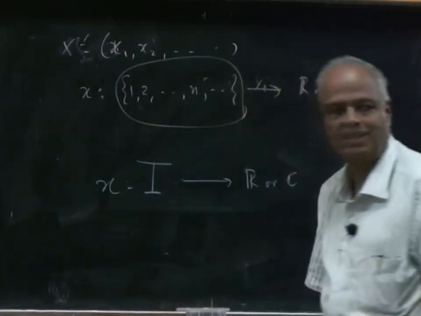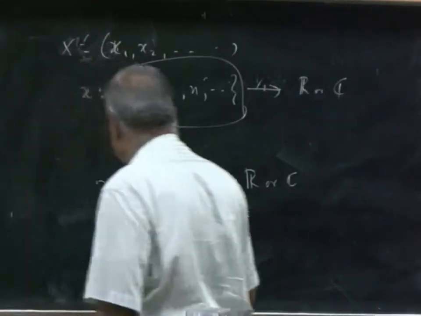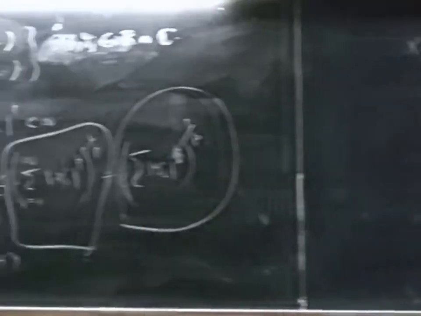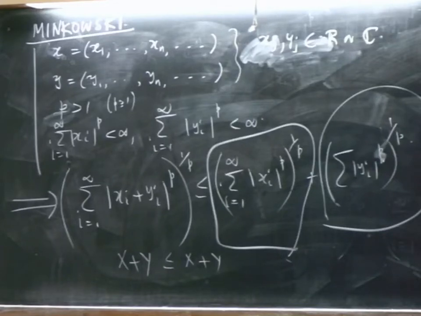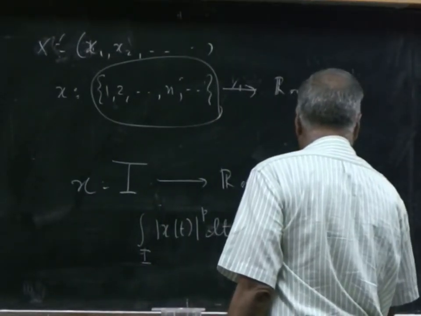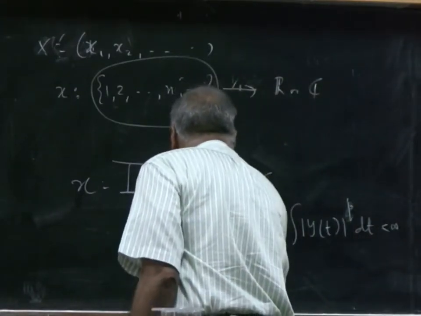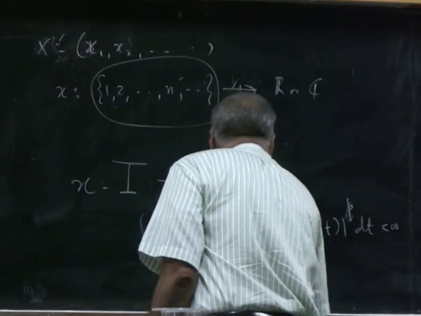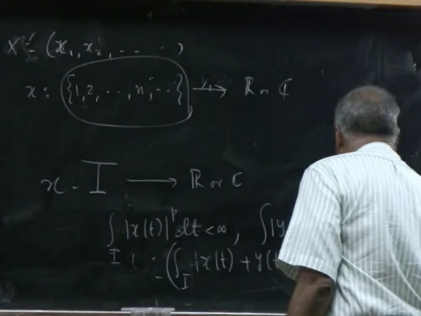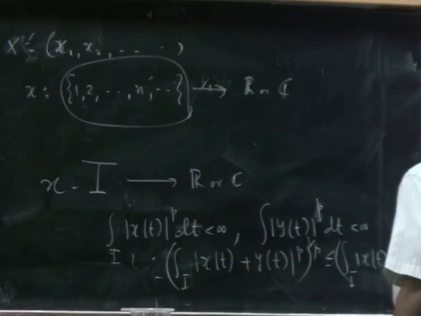real or complex valued functions, and now can I ask something like Minkowski? What does the Minkowski say? If I have two such functions, what should that be replaced with? Integral over I of |x(t)|^p is finite, and integral over I of |y(t)|^q is finite. I will just look at Minkowski. Then the question is whether (integral over I of |x(t) + y(t)|^p dt)^(1/p) is less than or equal to (integral over I of |x(t)|^p dt)^(1/p) plus the y term.